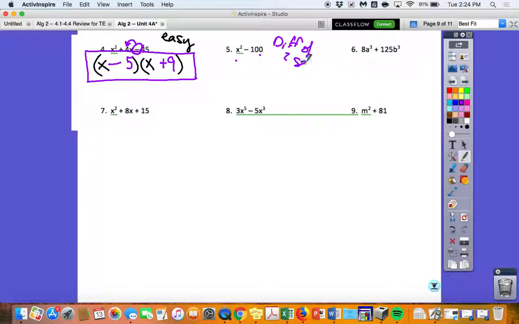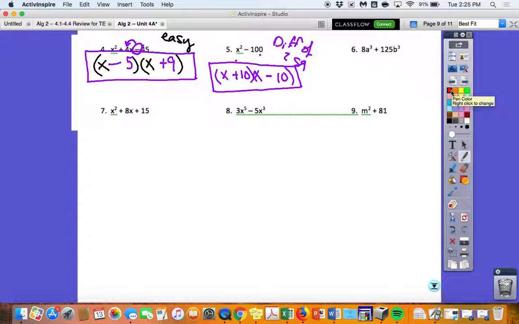Okay, so that means you're going to do two sets of parentheses, and you're going to do the square root of the front and the square root of the back, and your signs will be different. It doesn't matter which one's plus and which one's minus, just make sure you got one of each. And that's your answer.